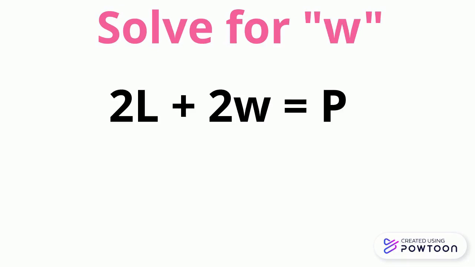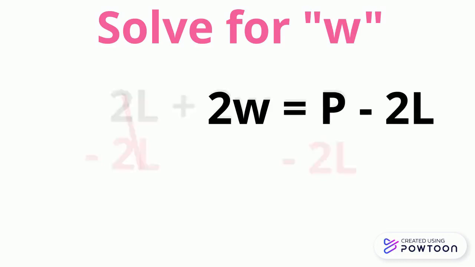One more example. We're told to solve for W in the equation 2L plus 2W equals P. So we must first get W by itself. First, we have to get rid of the 2L, or move it to the other side of the equation. To do that, we have to do the opposite of whatever 2L is right now. We're adding these two quantities right now, and 2L is a positive quantity, so to get rid of it, we must subtract 2L from both sides of the equation. That leaves us with 2W equals P minus 2L.